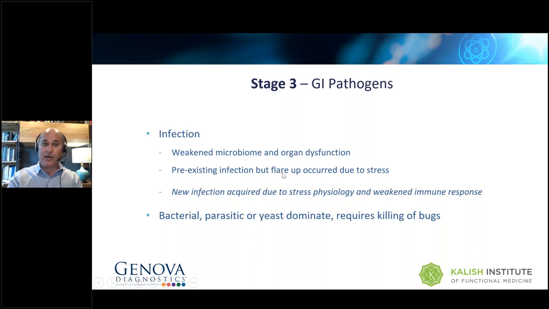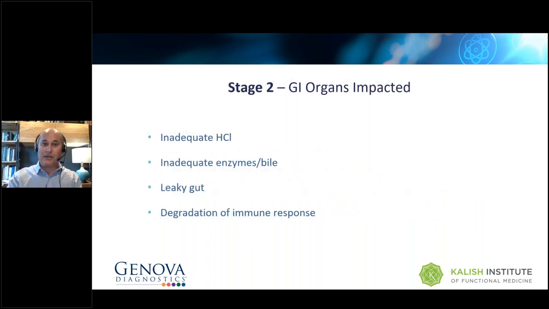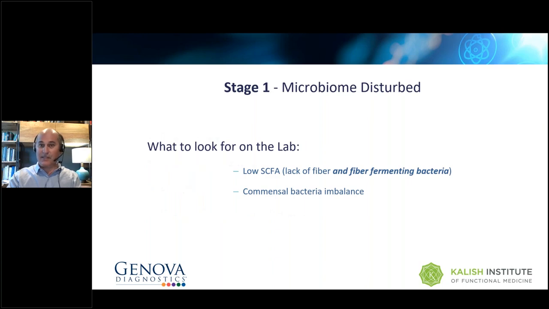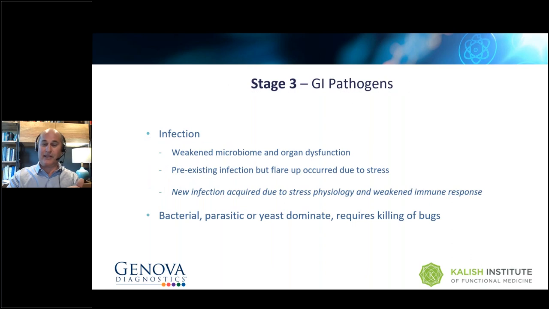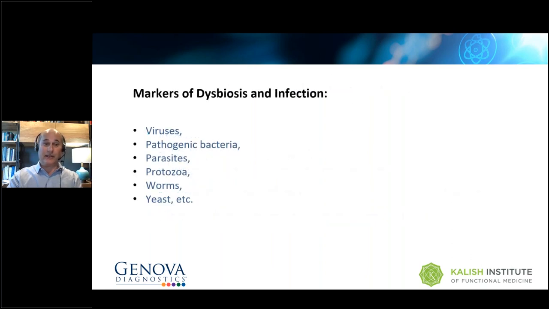Okay, so stage one, microbiome. You're going to see the markers in a minute. Stage two, GI organs are impacted. We'll see the markers in a minute. And stage three are the pathogens. And you just need to decide which way you're going to treat, okay?